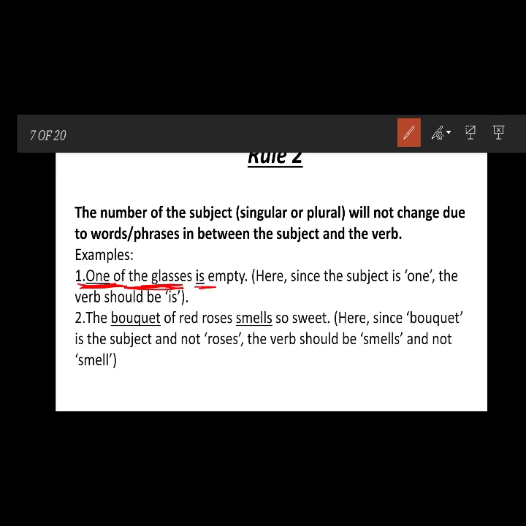And the bouquet of red roses smells so sweet. This kind of thing many times comes with a collective noun. When the subject is a collective noun, sometimes you are confused about whether it is singular or plural. Then you have to focus on what your subject is. Your subject is the bouquet, not the red roses. So the bouquet of red roses smells so sweet. Because bouquet is singular, we use a singular verb, and we use smells.